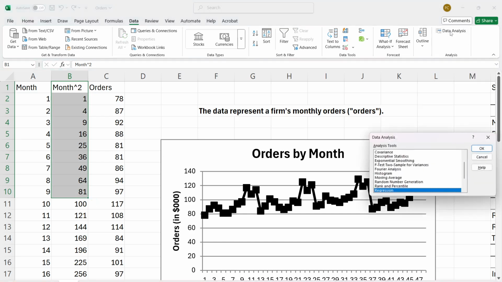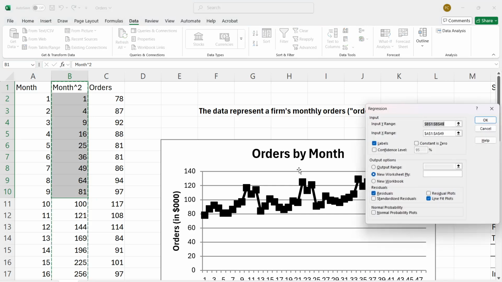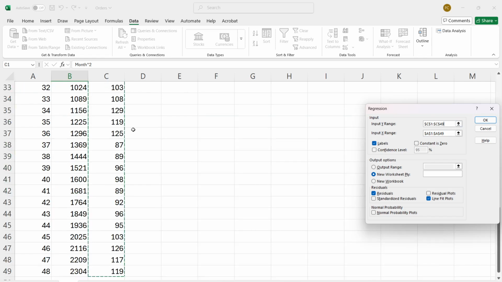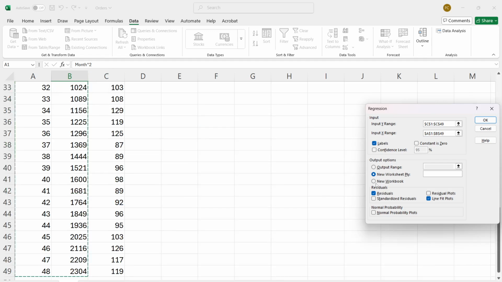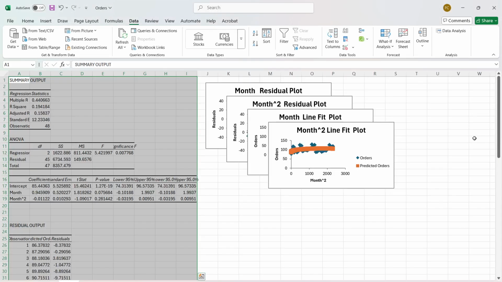Okay, let's do it. Data analysis, regression, okay. Input Y range is going to be orders over here. Let's take all of those. And then input X range is going to be month and month squared. Let's take all of those. I've got everything highlighted. Line fit plots. Oh, look what we've got. Residuals, residual plots, line fit plots. I'm going to grab the residual plot. I can't resist. And yes, I did include labels. Okay, I send it, and Excel gives me some very interesting things.